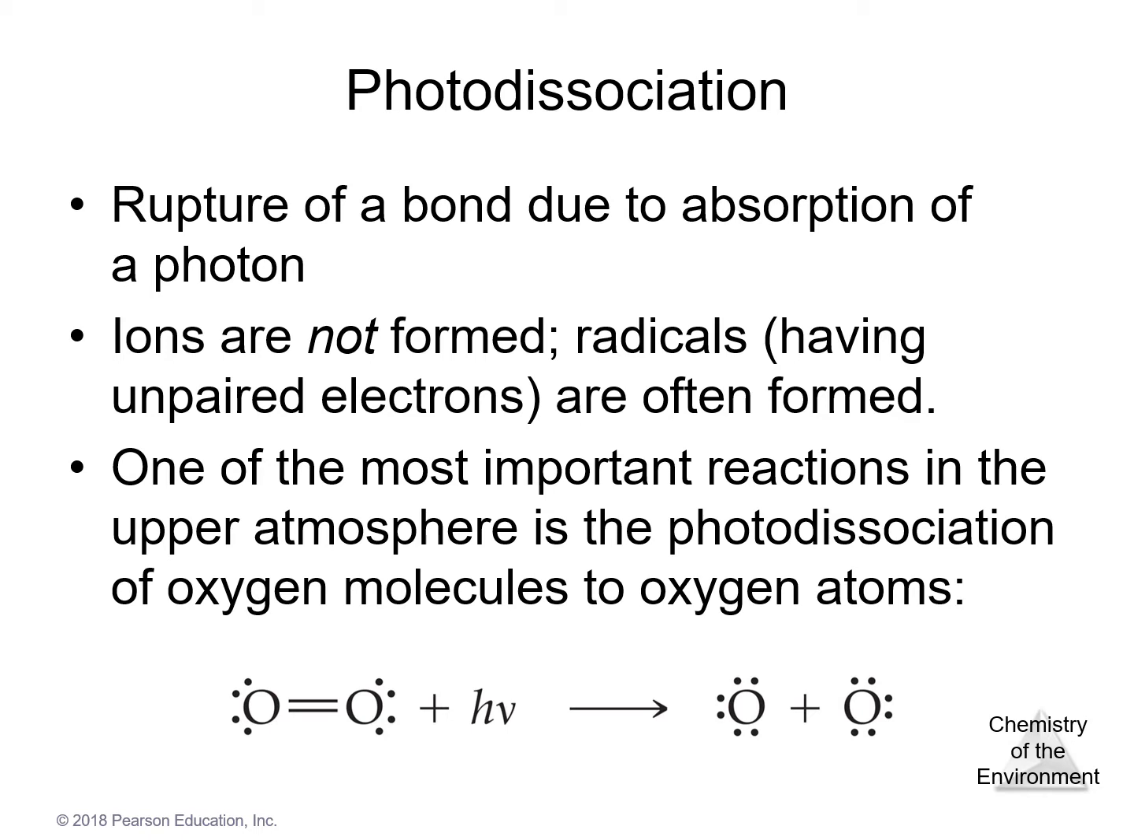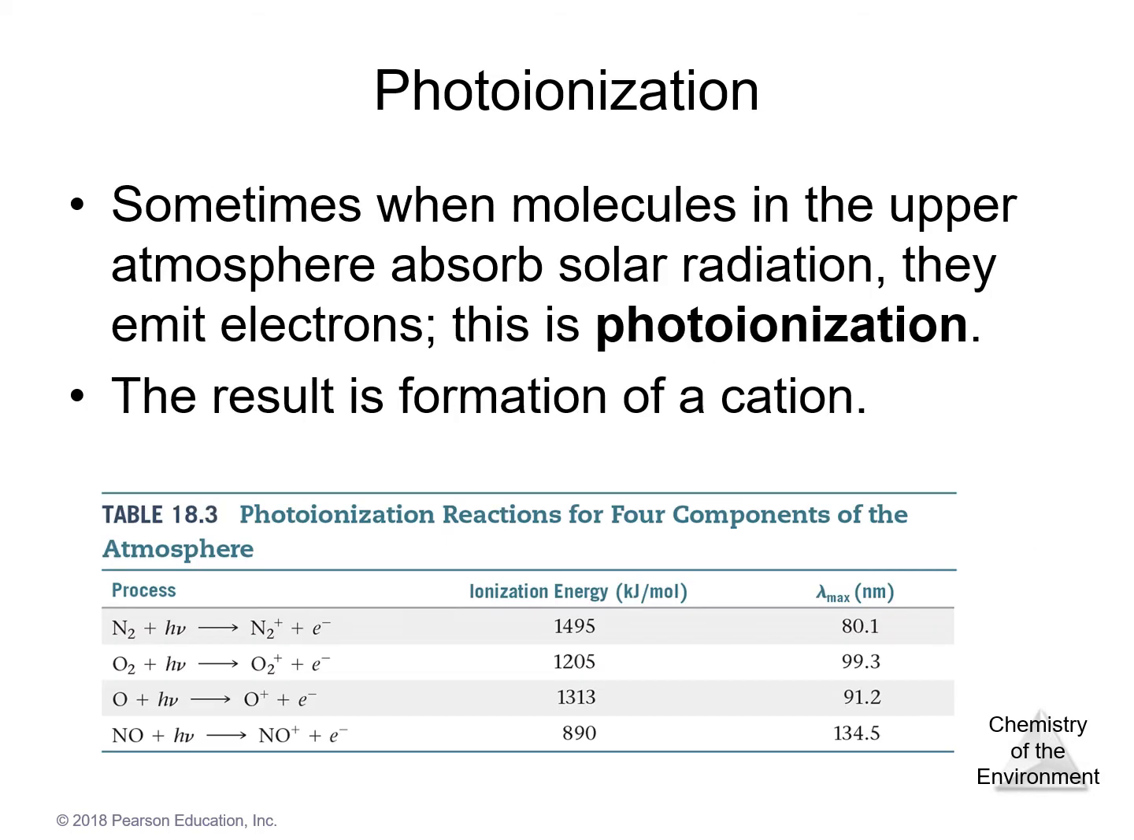One of the most important reactions in the upper atmosphere is the photodissociation of oxygen molecules. And you see the reaction down here. Now, photoionization happens when molecules in the upper atmosphere absorb solar radiation. They emit electrons. This is photoionization. Now, when this happens, you form a cation.